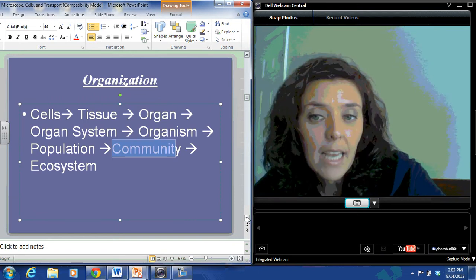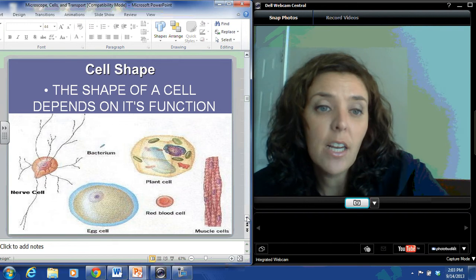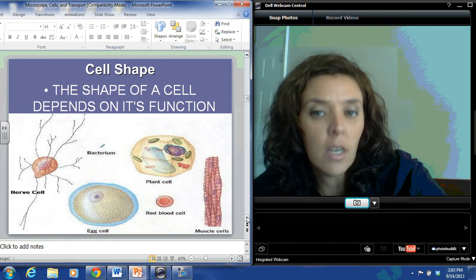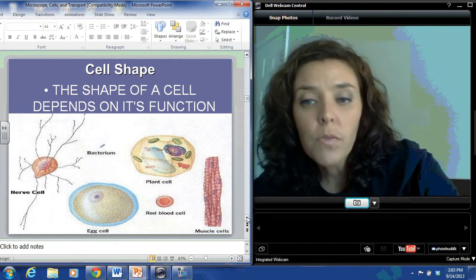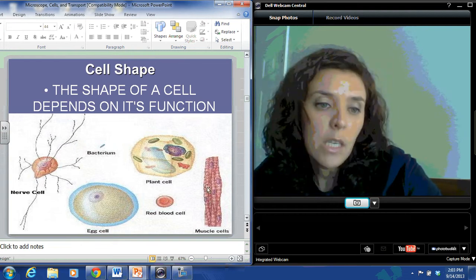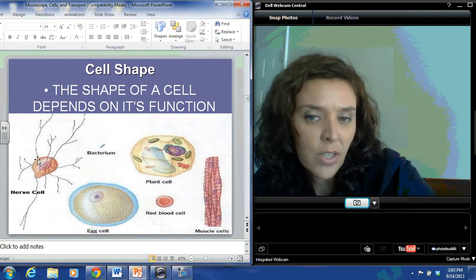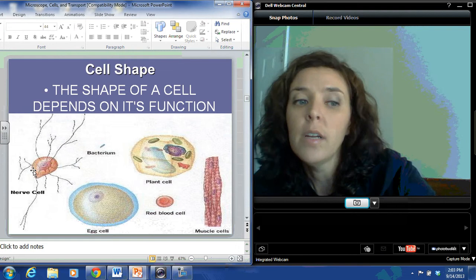Okay, let's look at shape. The shape of the cell is really dependent on the function that the cell needs to perform. So for example, a nerve cell, you can see one right here. It's not the best drawing of a nerve cell, but it will work.